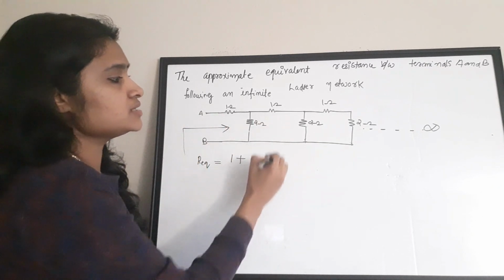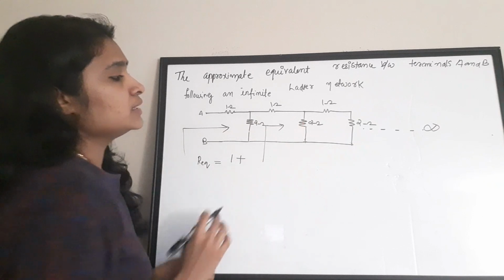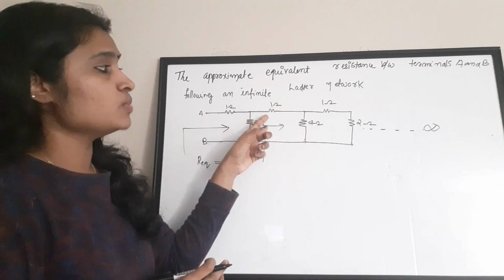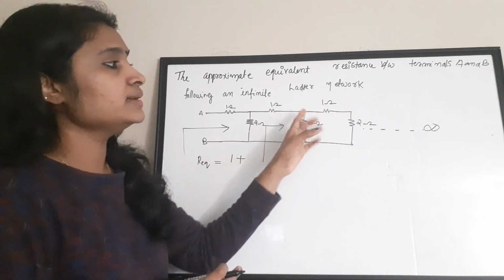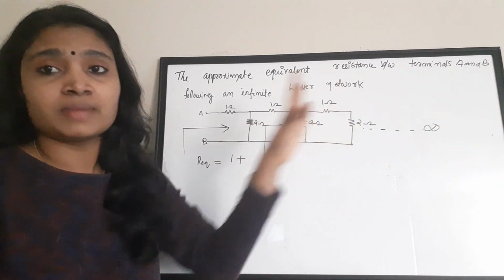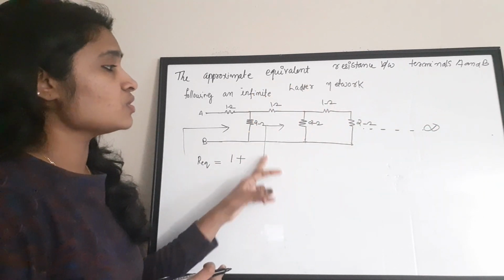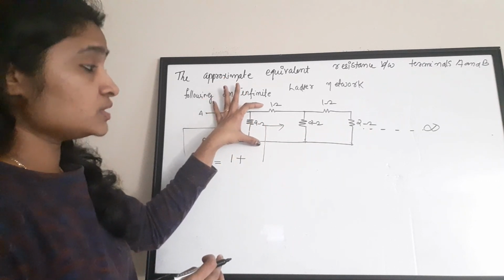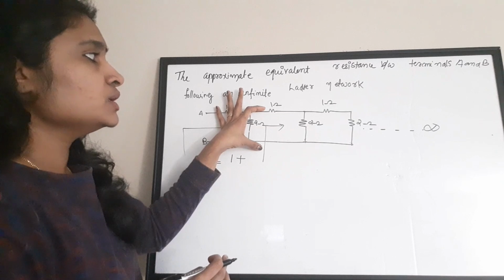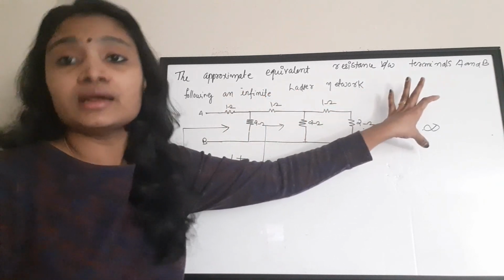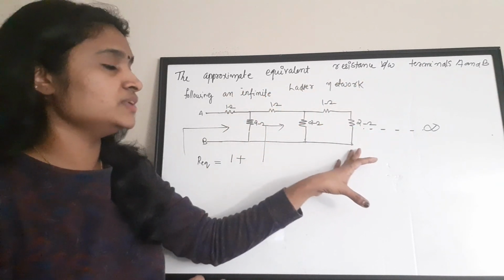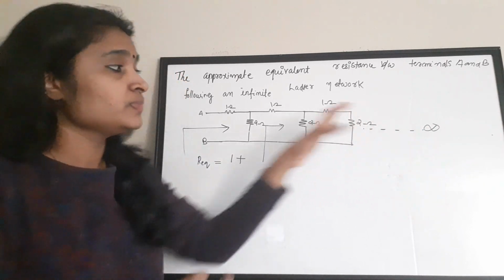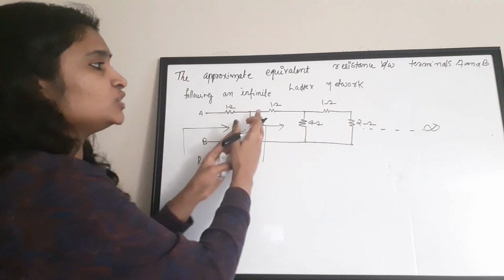Now see this portion of the network. Here again there is a 1 ohm, then 2 ohm, and likewise it is going in an infinite manner, right? So if you start again from this portion, you can call it again Req, because we don't know what the limit is, since it is going in an infinite way. It is actually Req again.